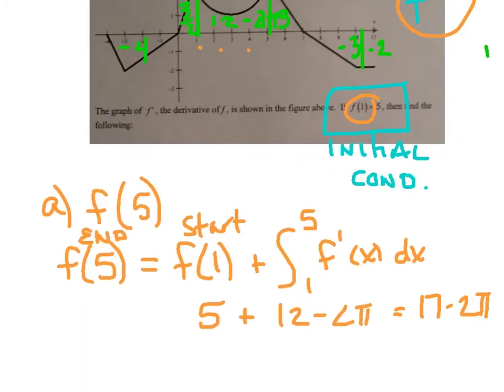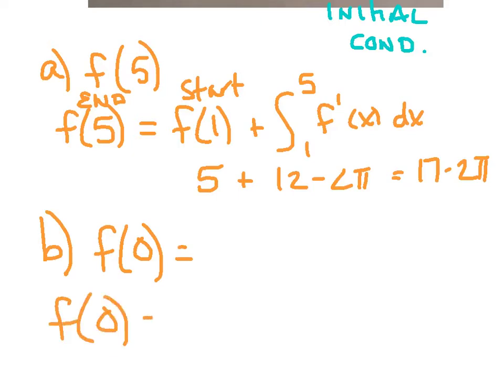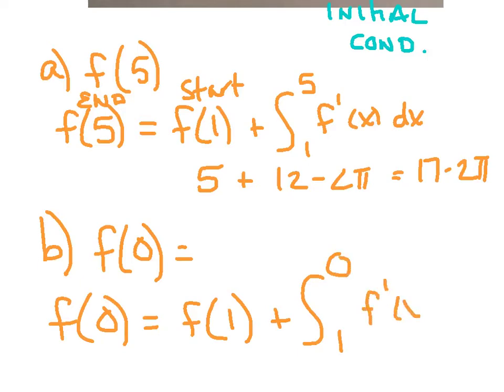All right, so moving on, question B. Let's say we want to find f of 0. Okay, so what you're finding is going to come first. f of 0 equals that initial condition where you're starting, plus, remember, your starting point is your lower bound, to what you're finding, which is the upper bound. What you're finding is always the upper bound, even if they're in the wrong order.